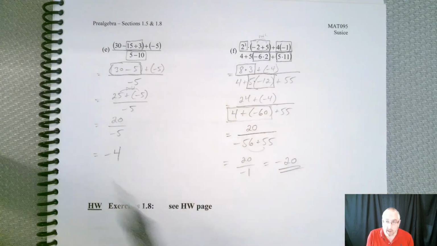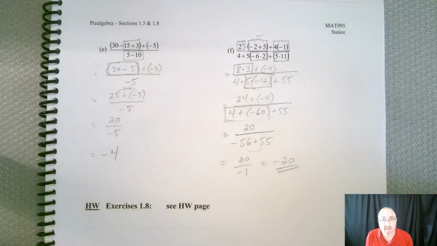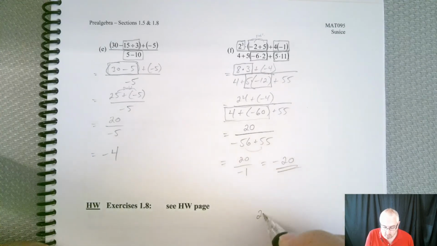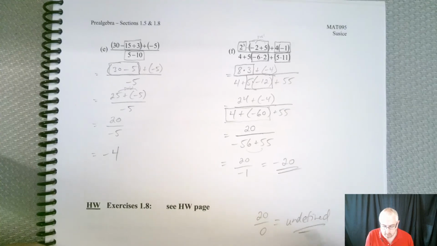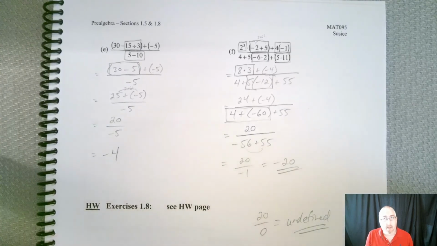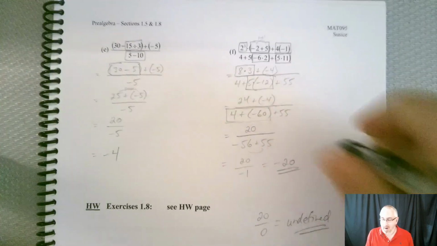Now, the one thing that you might see on the homework is a case where the bottom simplifies down to 0. So what happens when you have 0 on the bottom again? If I had 20 over 0, remember that's equal to undefined. So sometimes that happens. Hint, hint, hint.